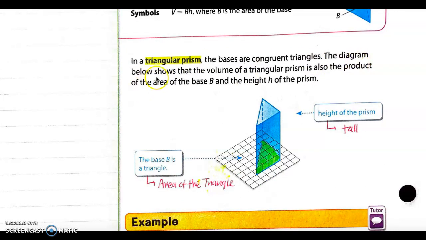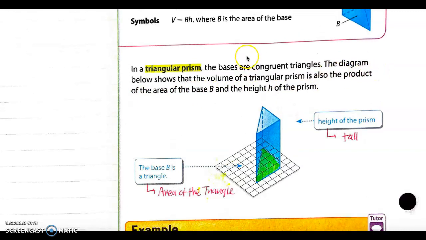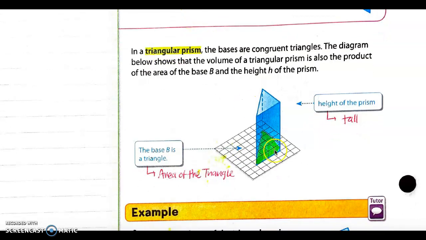The diagram below shows that the volume of the triangular prism is also the product of the area of the base B and the height H of the prism. So product means multiply, so therefore your formula is volume equals base times height. So I've highlighted right over here to show you that this is going to be your area of your triangle that you're trying to find. That's your big B. And then this is your height. That's how tall your triangular prism is, right?